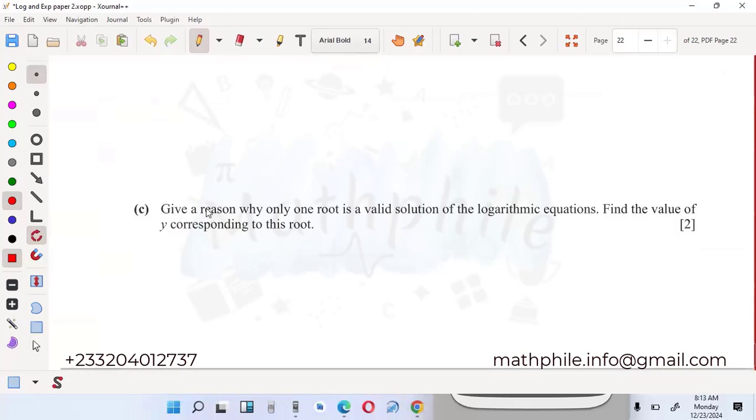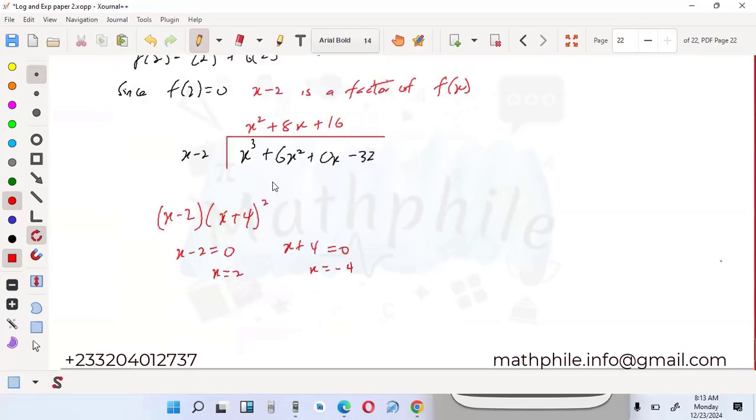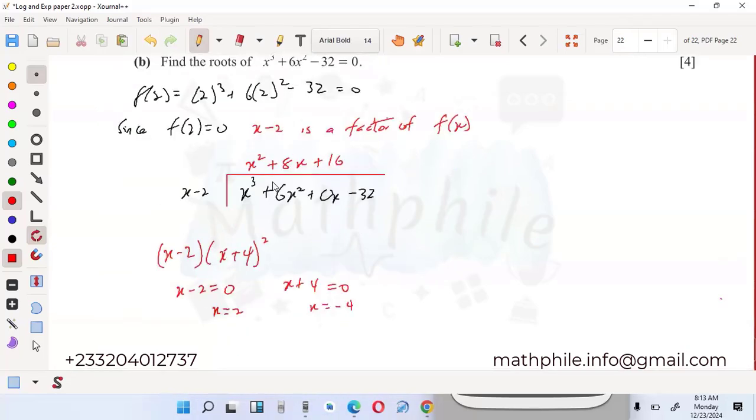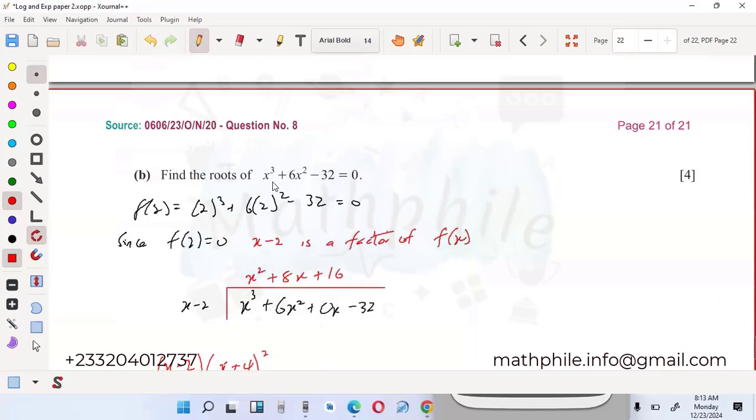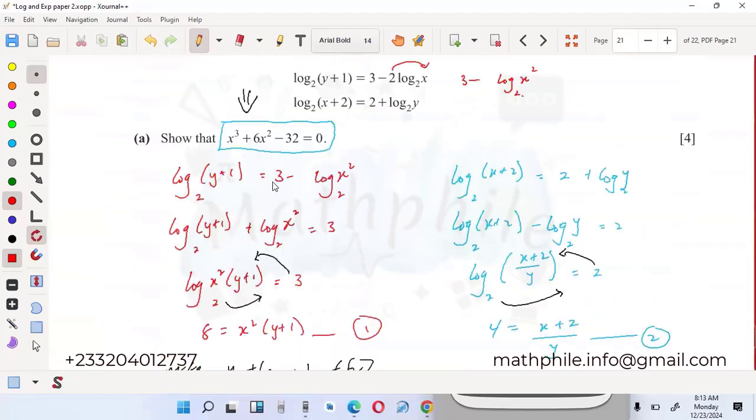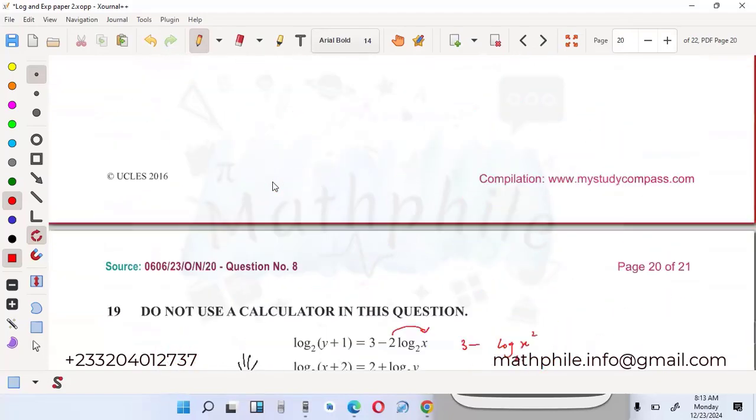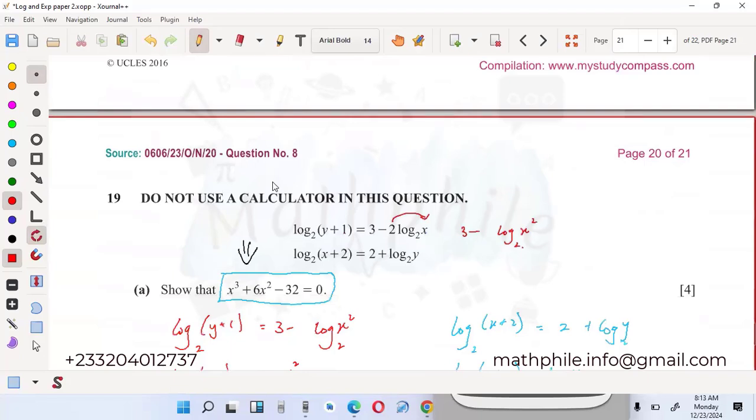Give a reason why only one root is a valid solution for the logarithm equation, and find the value of y corresponding to this root. So we're told that even though we've gotten two answers, one of them is correct and one of them is not. So give the reason why one is not. We got the answers to be 2 and negative 4. So what is the reason? Which answer is not correct? Negative 4. Why?